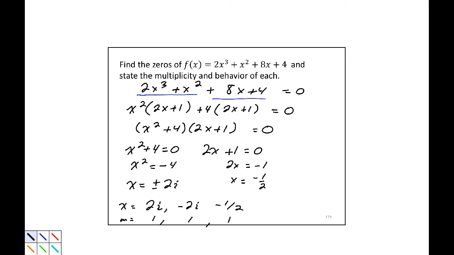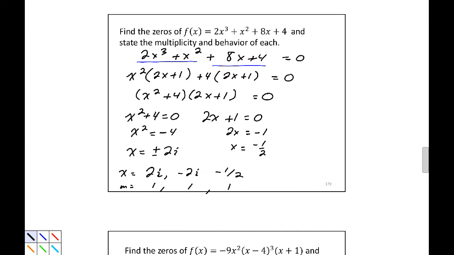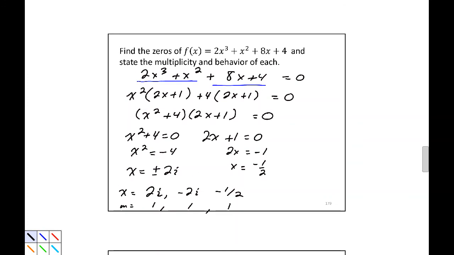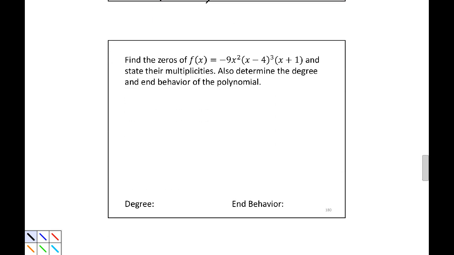Now, the behavior in each one of those is that if they are all multiplicity of 1, then it crosses. So at each of those places, our function is going to cross through the x-axis and not turn back around.